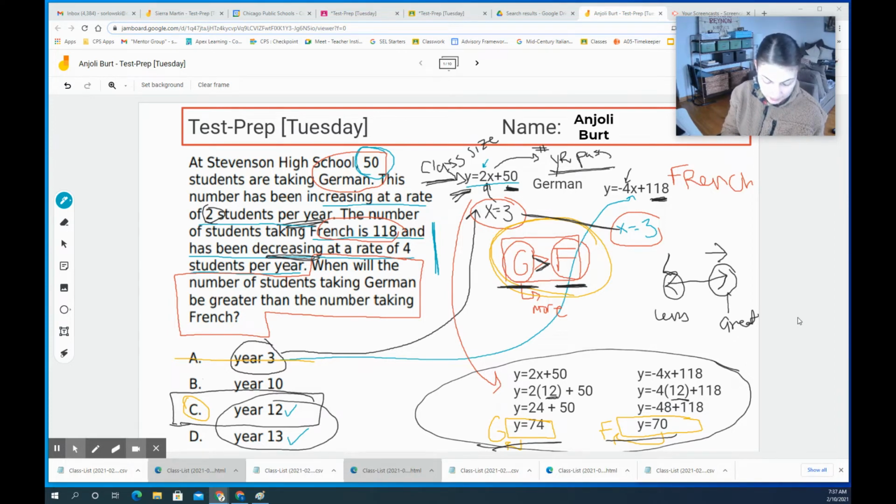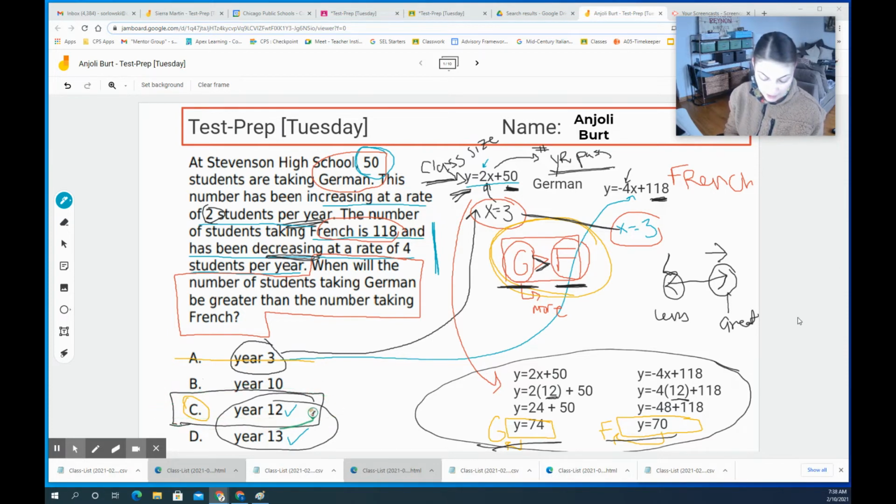Then we tried out C, 12, and here it is. And you can see here, the number of students in the German class is 74, but now in French it's 70. So the number of students in German is greater than the number of students in French. So that final answer would be C.